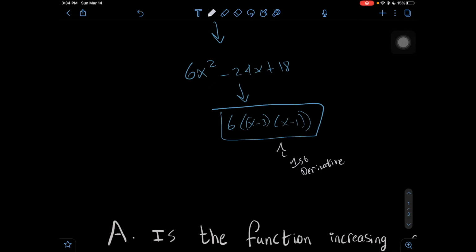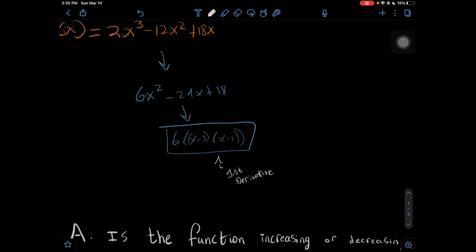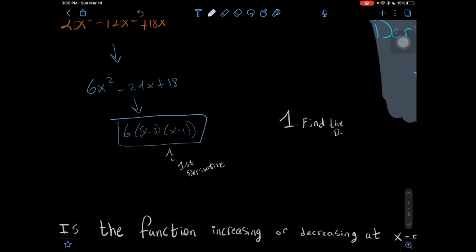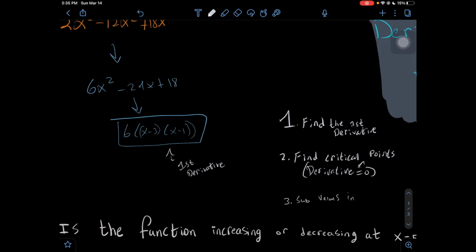So the first step for these types of problems is to find the derivative, the first derivative you could say. Our second step is going to be finding the critical points, and this is going to be from the derivative itself. You're setting the derivative equal to 0, and that is how you find your critical points. And then your third step is to sub values into the derivative, and you'll see how these steps play into these questions.